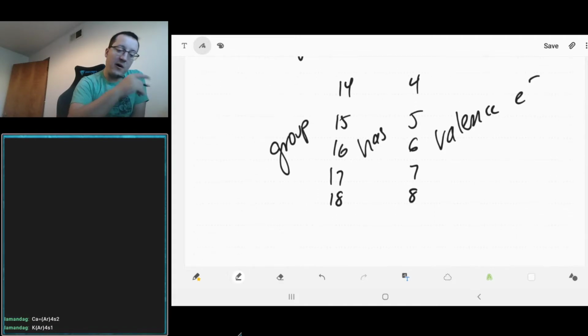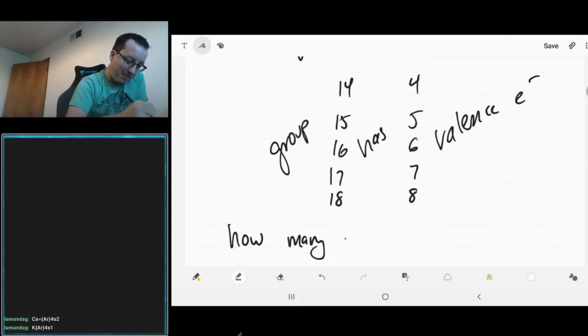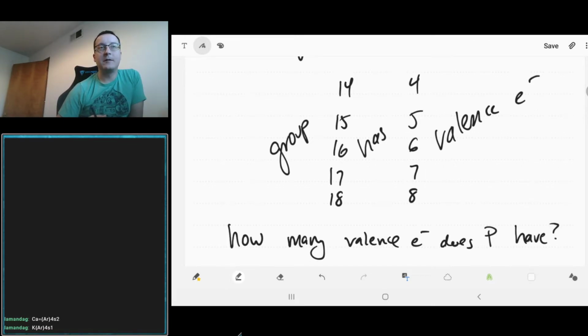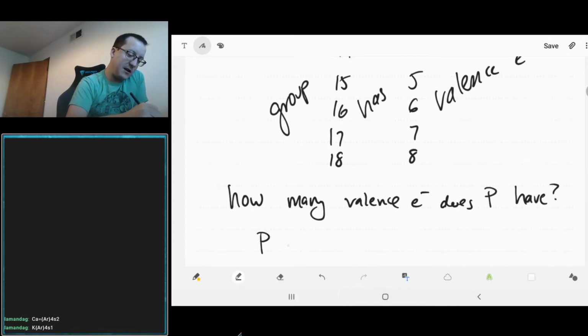So, if I wanted to ask you, how about phosphorus? I could ask you how many valence electrons that has. You could, of course, come up with its electron configuration and count the electrons, but in the interest of time, it's a lot easier to just find which group phosphorus is in and just get it from this pattern that we have up here.